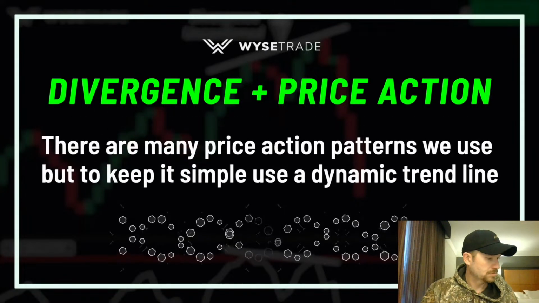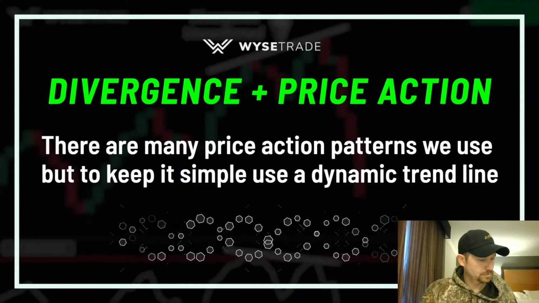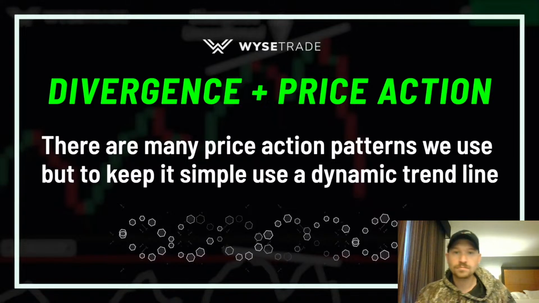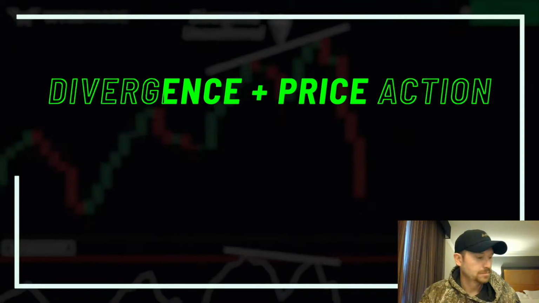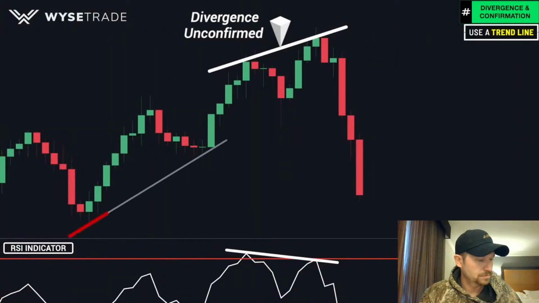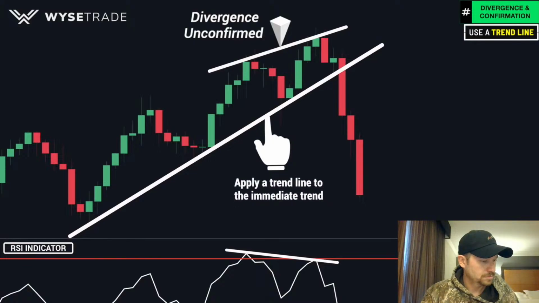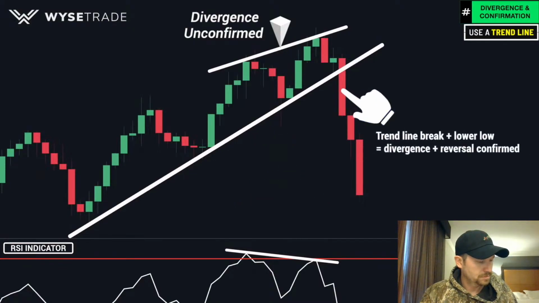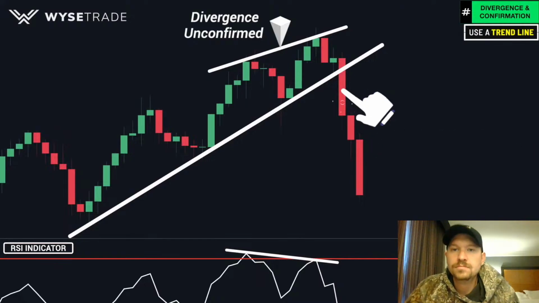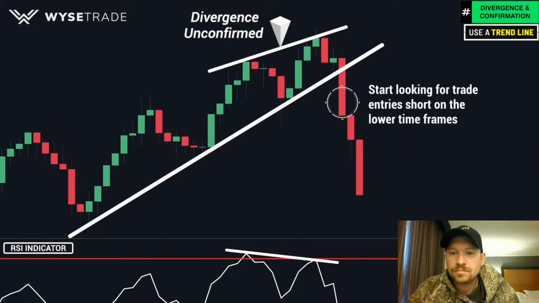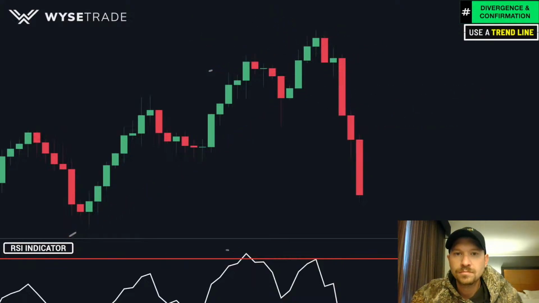Now, there are many price action strategies we use in combination with divergence, but to keep things simple for this video, one great way to do this is to apply a dynamic trend line onto the immediate trend. Then, you wait for the break through the trend line to occur, which then confirms the divergence and confirms the reversal. As a bonus, this breakdown also made a lower low. And at this point is when you go to the lower time frames and start looking for short entries. So let's show this again.